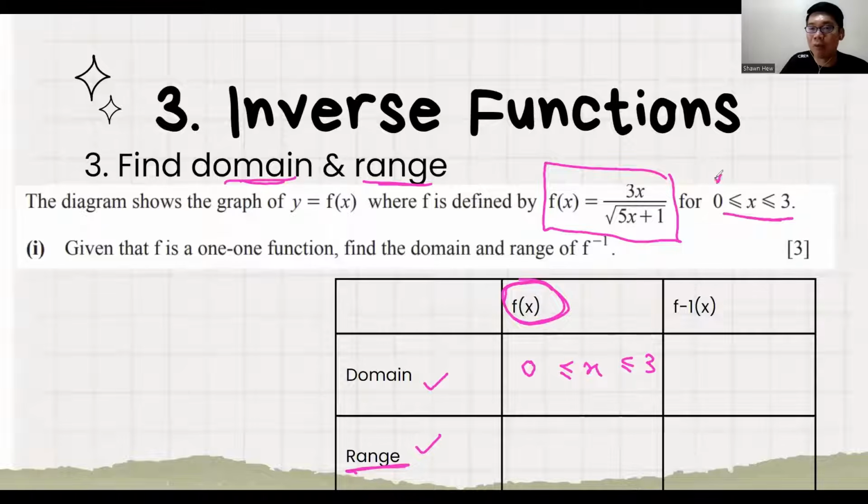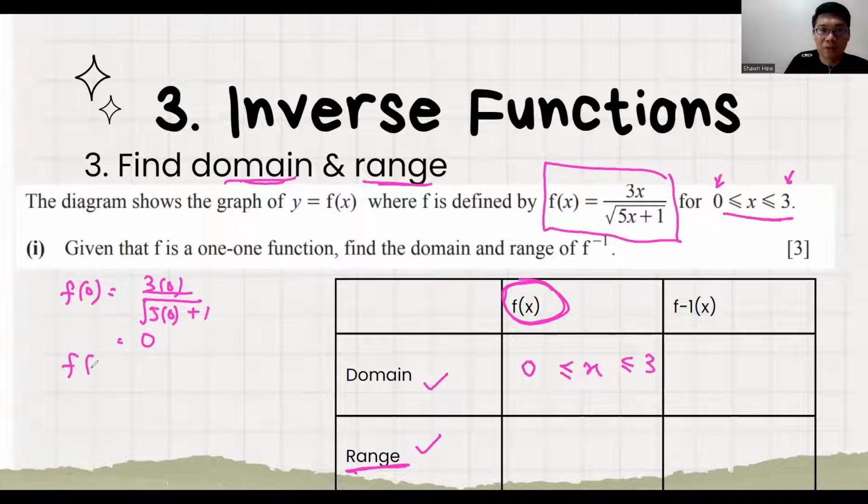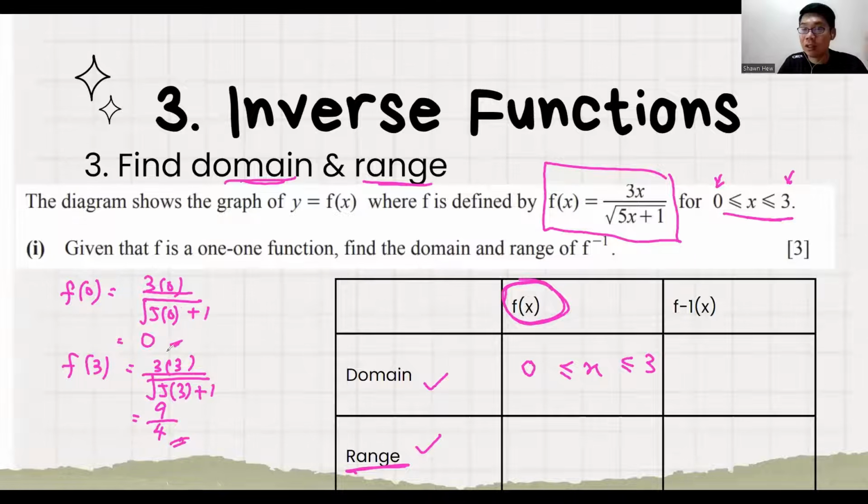We substitute our 0 and 3 into the function. f(0) equals, so you get 0. f(3) is this. So we already know the range is between 0 and 9/4. Then we can confirm the range is from 0 to 9/4. The name of the range is f. So we have already gathered sufficient information. Then we can work out the domain and range of the inverse.